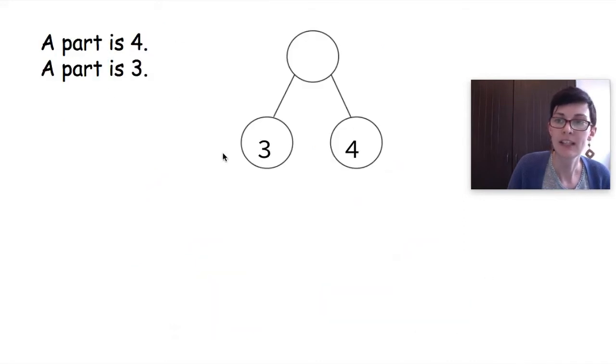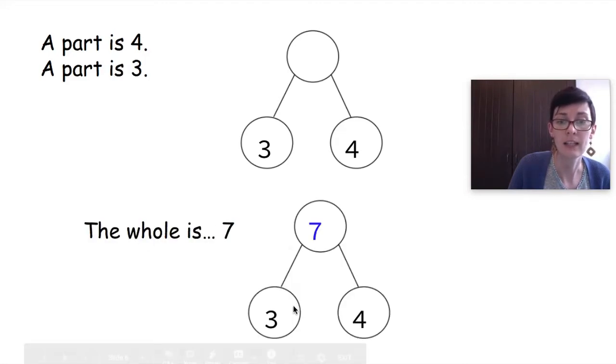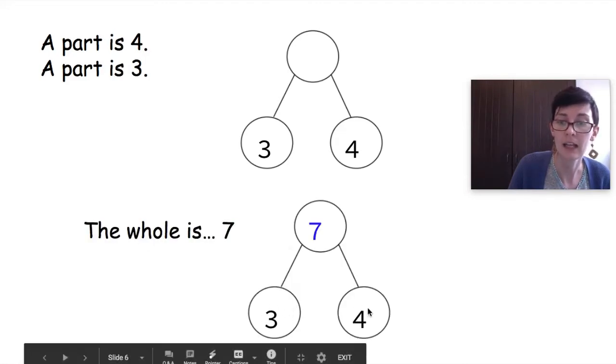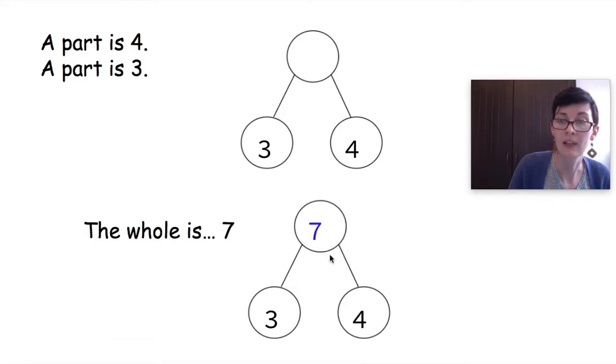Let's have a look at a different example now. So I've got another part-whole model here, but this time I don't know what the whole is. I know that a part is 4 and the other part is 3. What could the whole be? The whole is 7. If I add 3 and 4 together, then I know that the whole is 7.